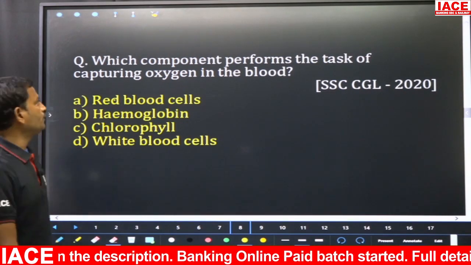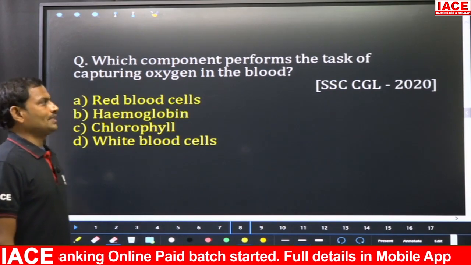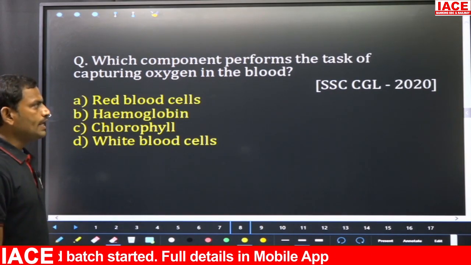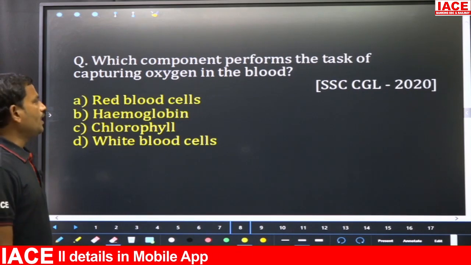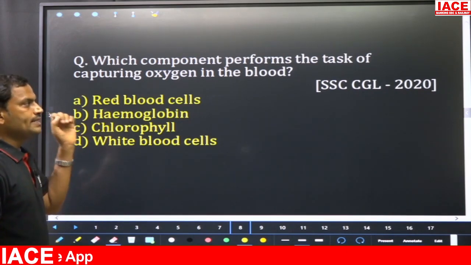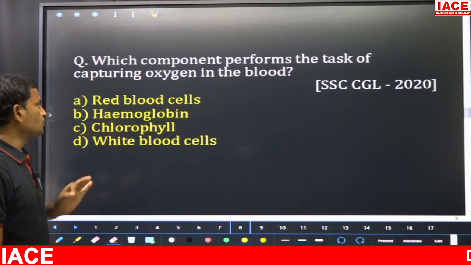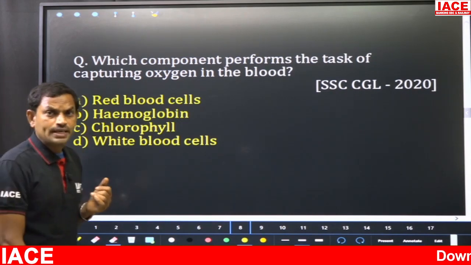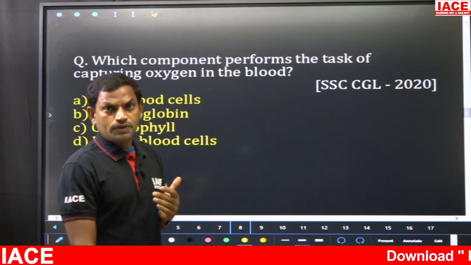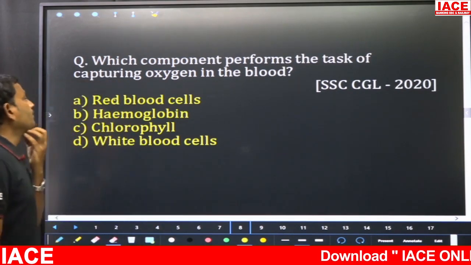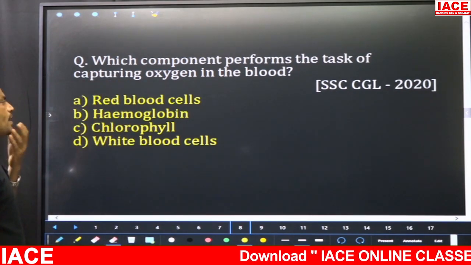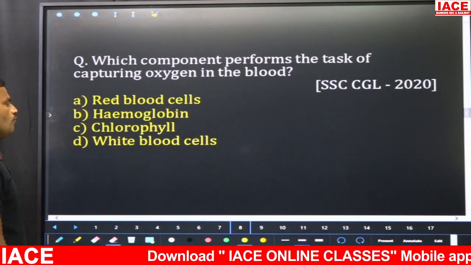So the timer is off. Which component performs the task of capturing oxygen in the blood? Okay, so this question was asked in SSC CGL 2020 also. Many of the students have given correct response, but here remember the 4 options: red blood cells, hemoglobin, chlorophyll, white blood cells.